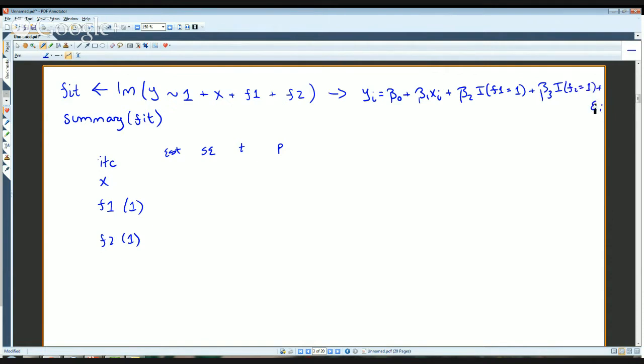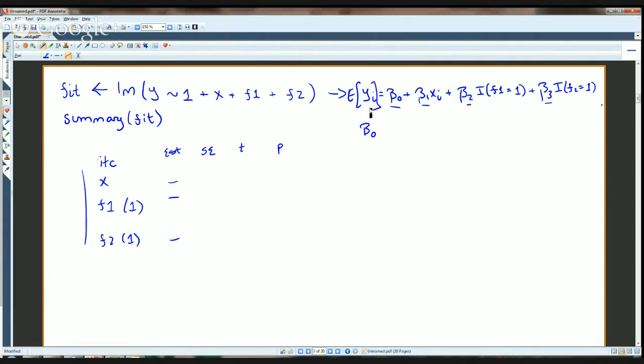So you get these coefficients, and let's look at what they mean. This fit is giving you the estimates of beta naught, beta 1, beta 2, beta 3 from this model. So what is beta naught? I can get rid of my error term if I write this as the expected value of y, not the observed value of y, but the average value of y.